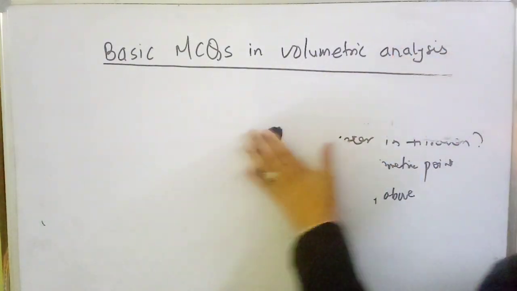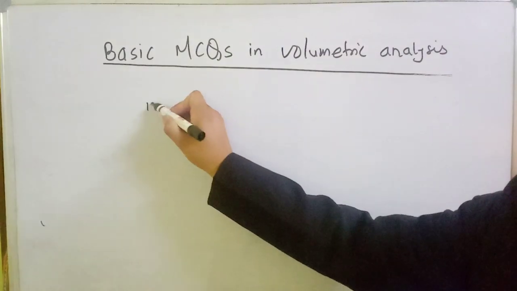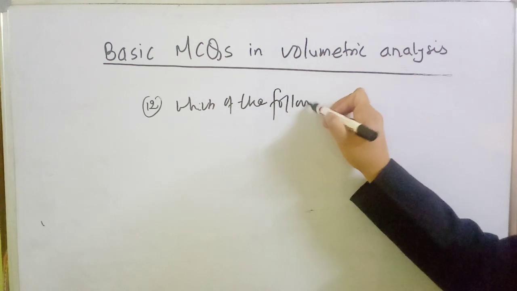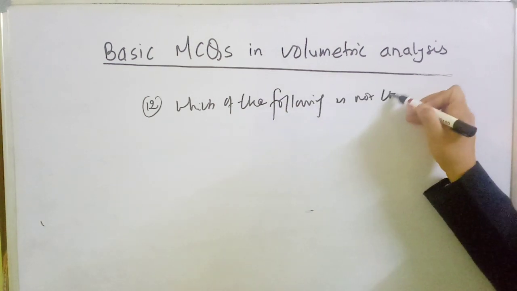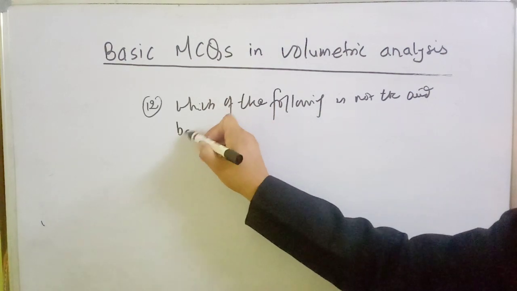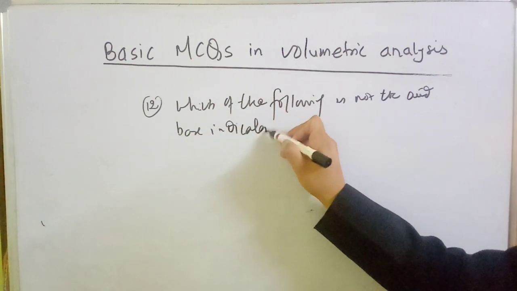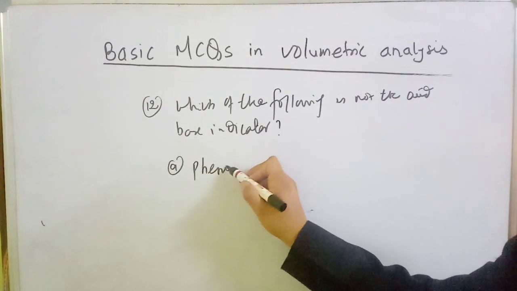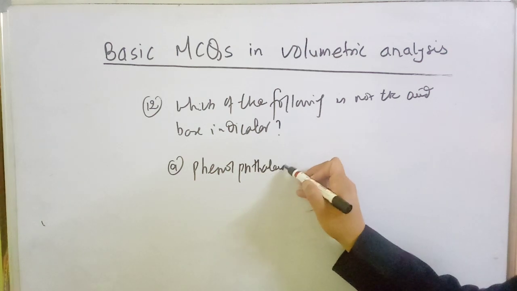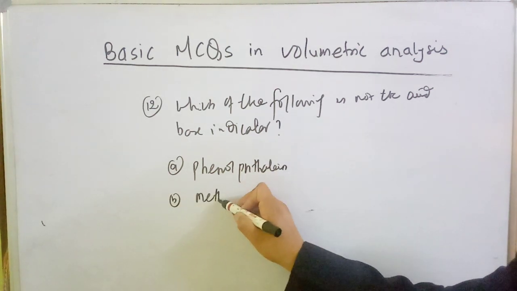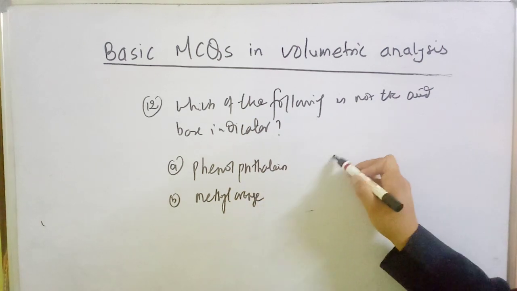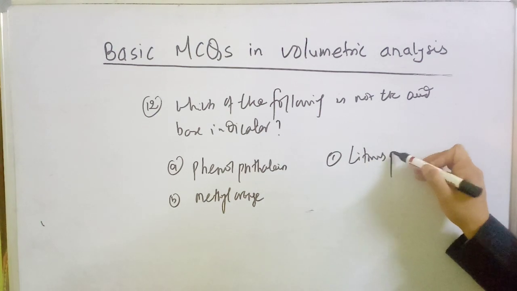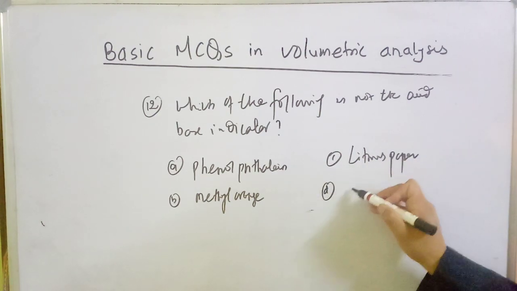Now we go to number 12. Which of the following is not the acid-base indicator? We have options here. Number A is phenolphthalein. Number B is methyl orange. Number C, we have litmus paper. And number D is starch.